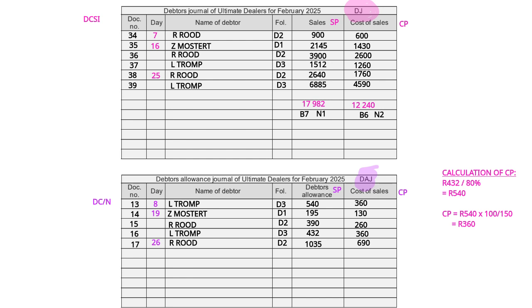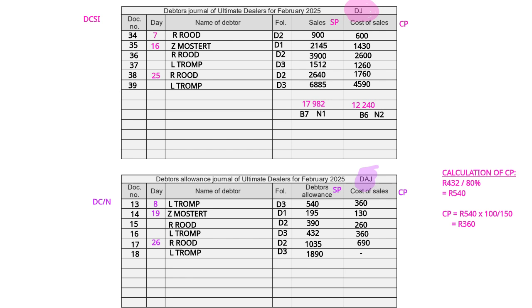And then the other transaction was for Trump, so it's number 18. Debtor is Trump. Trump is debtor 3. The error was the discount of 1,890. It was just an error, so there's no effect on our cost of sales.